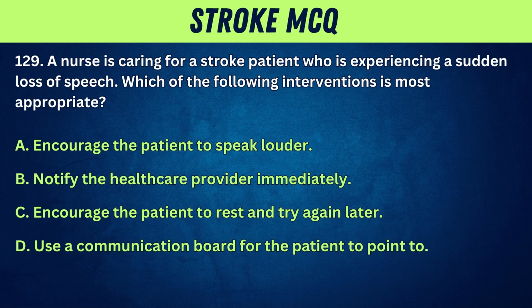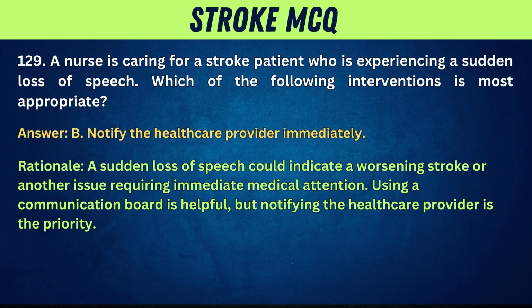129. A nurse is caring for a stroke patient who is experiencing a sudden loss of speech. Which of the following interventions is most appropriate? A. Encourage the patient to speak louder. B. Notify the healthcare provider immediately. C. Encourage the patient to rest and try again later. D. Use a communication board for the patient to point to. Answer: B. Notify the healthcare provider immediately. Rationale: A sudden loss of speech could indicate a worsening stroke or another issue requiring immediate medical attention. Using a communication board is helpful, but notifying the healthcare provider is the priority.